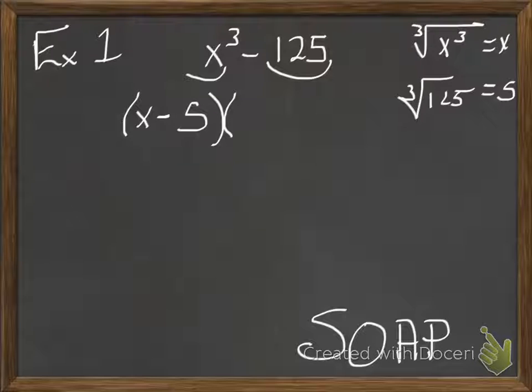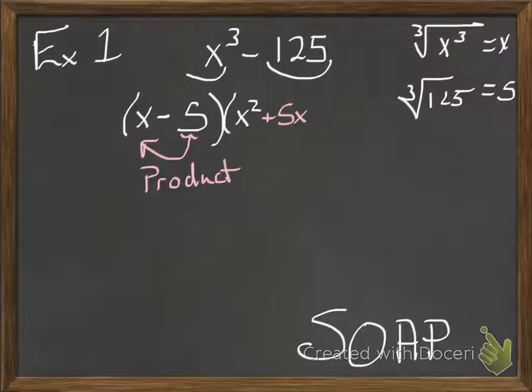On the second one, you will take this number and you're going to square it. And so that's going to be x squared. Then you're going to take the product of these two numbers. So x times 5 is 5x. And the last thing you're going to do is square the last term.